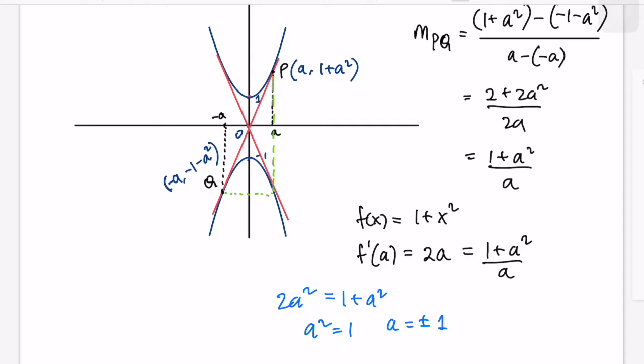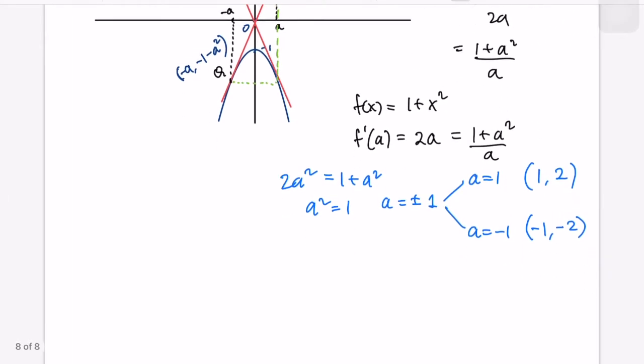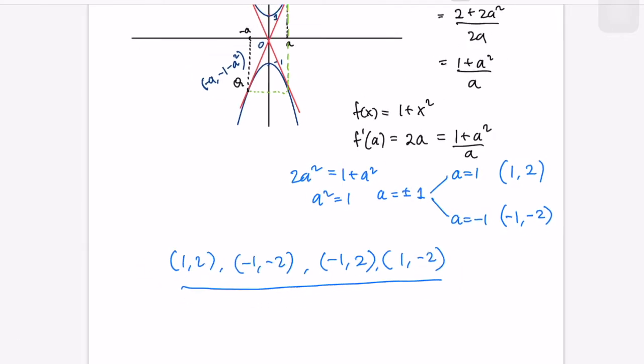So the points will be for A equals 1 and A equals negative 1. The point will be 1 and 2, and the other one is negative 1, negative 2. And because it's symmetrical, we can say the other ones will be negative 1, 2, and also 1 and negative 2. So that is the 4 points.